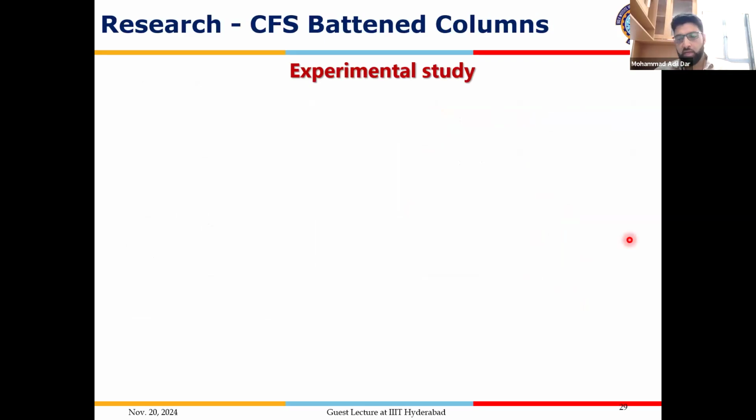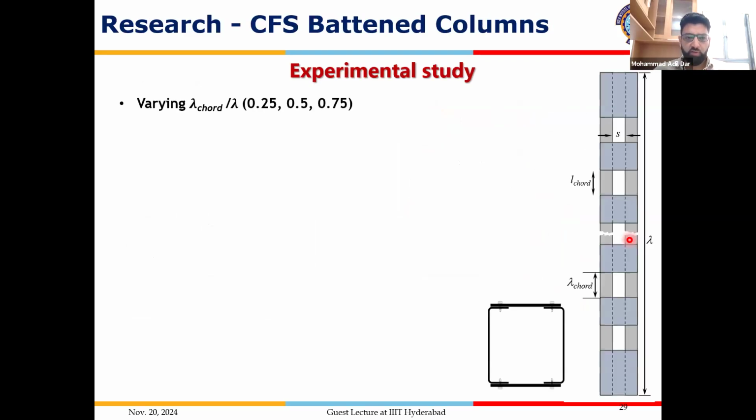So our experimental study that I carried out at IIT Delhi comprised cold form steel battened columns composed of plain channels in a closed sectional configuration. We varied lambda chord by lambda as 0.25, 0.5, and 0.75. 0.75 was from the hot rolled steel design code. 0.5 was from cold form steel back-to-back channels. We had another value with the same intermediate spacing. So we made it 0.25, 0.5, and 0.75.